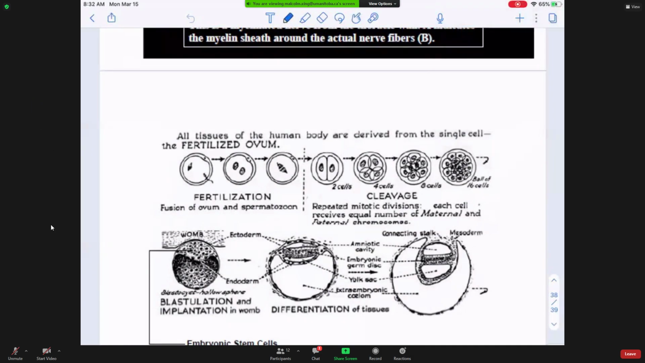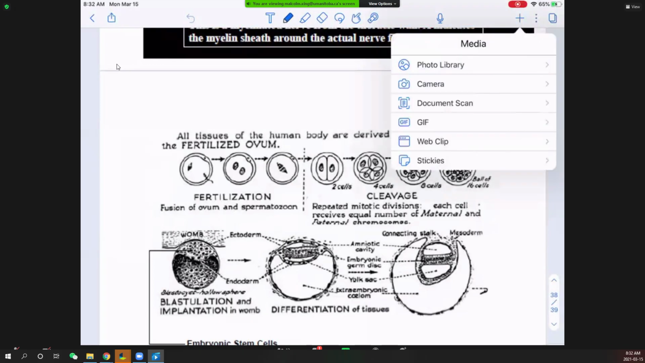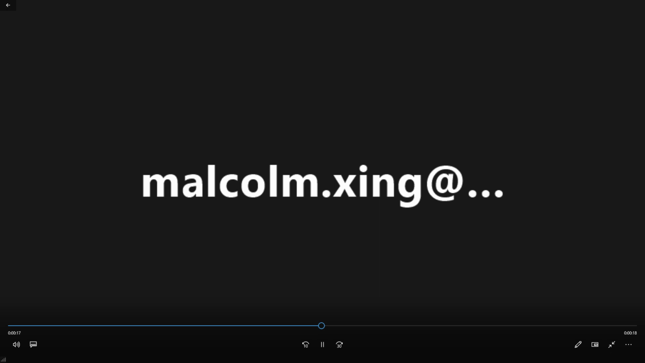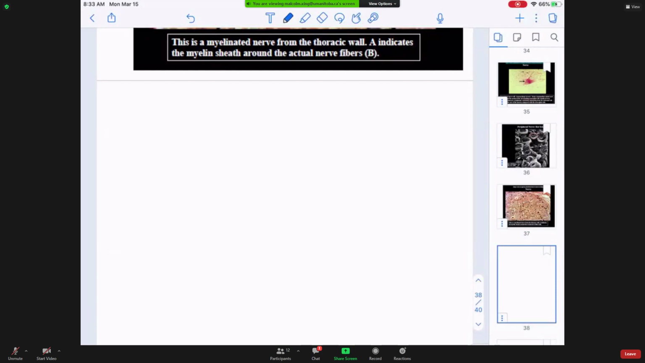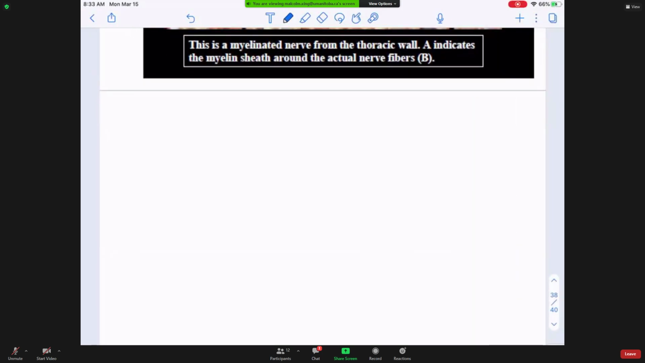So here I would like to add one slide. We should know the definitions: tissue has two types of cells, and an organ has two or more types of tissues. So that's the first one.